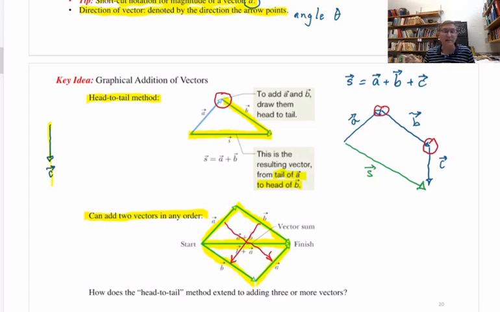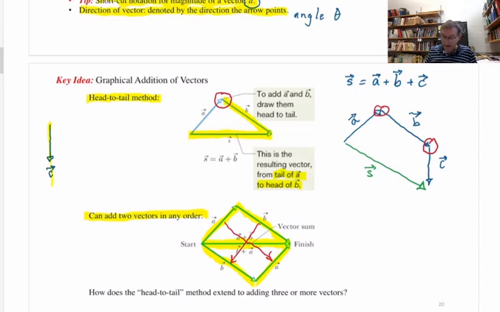This way you could add any number of vectors graphically. 3, 4, 5, however many. Okay? Just put them successively, one after the other, head to tail, and it really doesn't matter what order you put them in, just make sure they are one after the other, head to tail. Then draw an arrow from the tail of the first to the head of the last. And that's the graphical method of adding vectors.